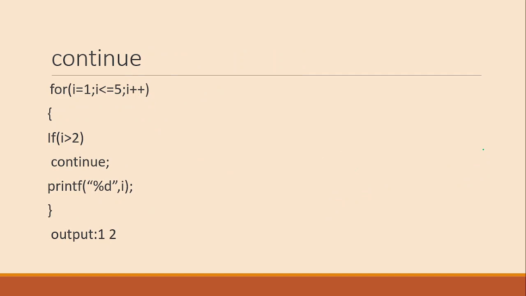Now the continue statement. When you talk about the continue statement, it actually skips one iteration. For example, when i is greater than 2, it will skip the iteration. So what will be the output? Initially i is equal to 1. The condition is false, so i will get printed. Next i will be 2, so 1, 2 will get printed. After that i will become 3. When i becomes 3, the continue statement keeps on executing for all iterations, from 3 to 5. So it will never come to this printf after this. So the answer is 1 and 2.